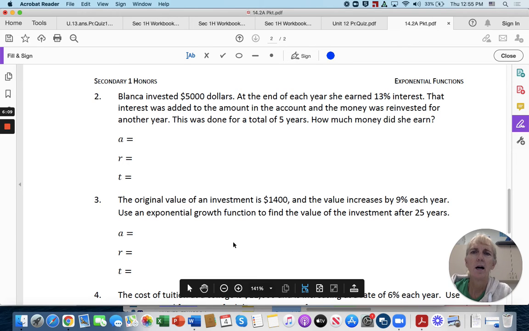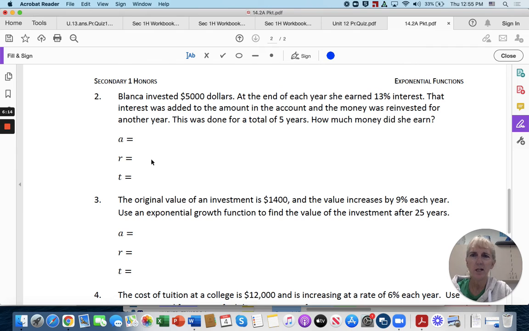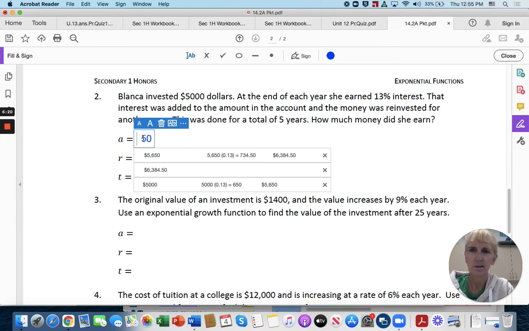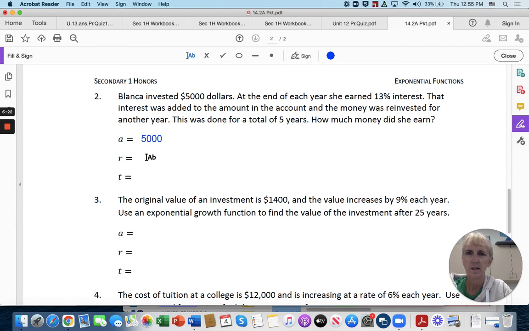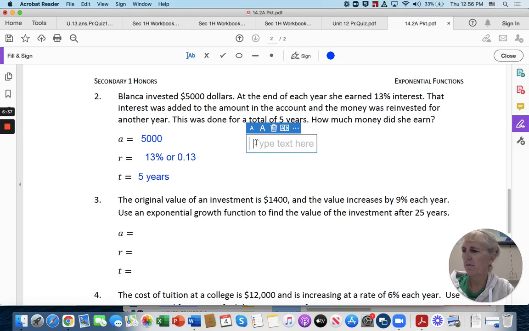So if we do this same problem, but we don't want to do it every year, let's figure out what we would do here. So the A here equals $5,000. The R equals 13% or 0.13. And T is time, which is 5 years. So we put that in our formula.